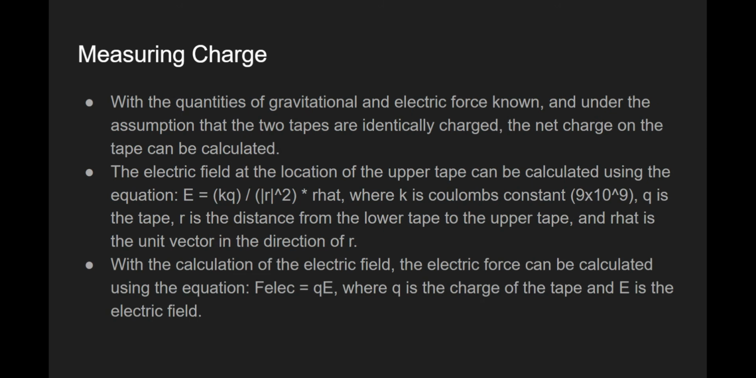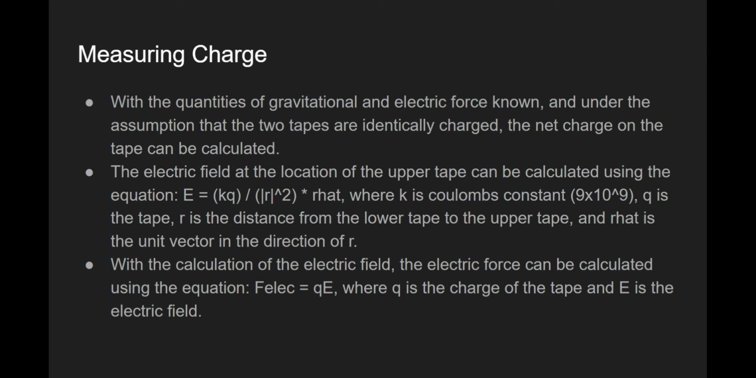With the quantities of gravitational and electric force known, and under the assumption that the two tapes are identically charged, the net charge on the tape can be calculated. First, the electric field at the location of the upper tape can be calculated using the equation: the field is equal to kq over the magnitude of r squared times r hat, where k is Coulomb's constant, q is the charge of the tape, r is the distance from the lower tape to the upper tape, and r hat is the unit vector in the direction of r.